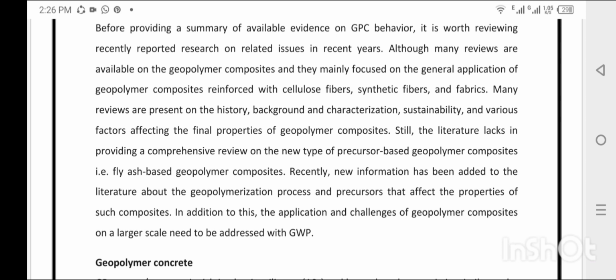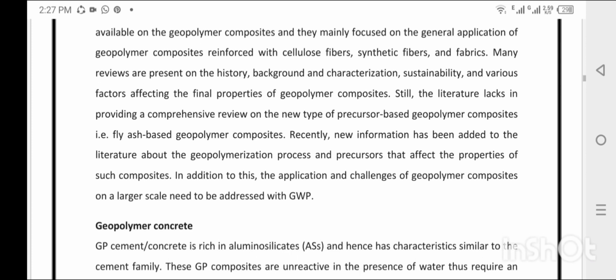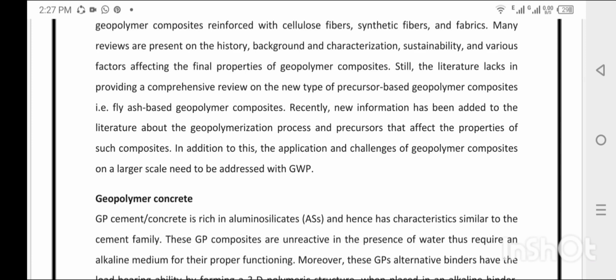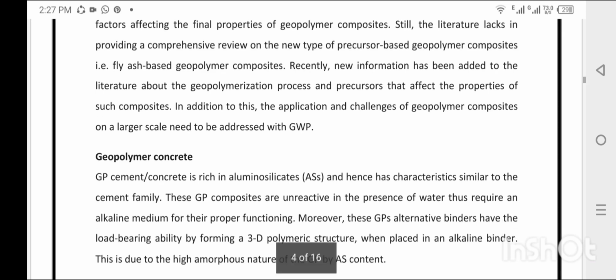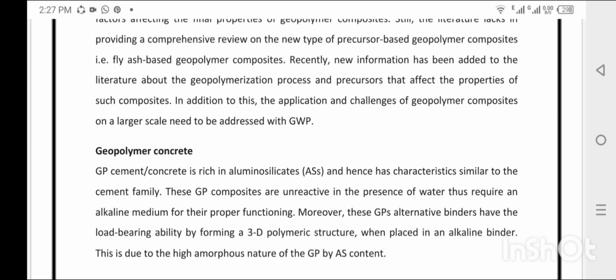Many reviews are present on the history, background, and characterization, also sustainability and various factors affecting the final properties of geopolymer composites. Still, the literature lacks a comprehensive review on the new type of precursor-based geopolymer composites, that is, fly ash-based polymer composites. Recently, new information has been added to the literature about the geopolymerization process and precursors that affect the properties of such composites. In addition to this, the application and challenges of geopolymer composites on a large scale need to be addressed.